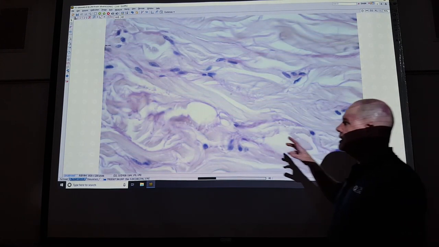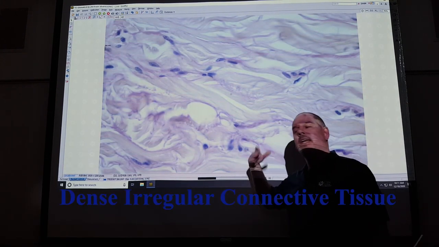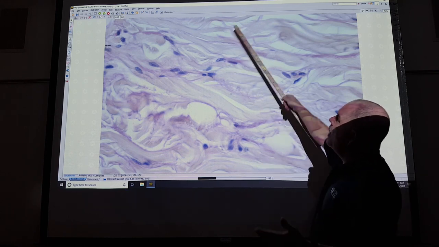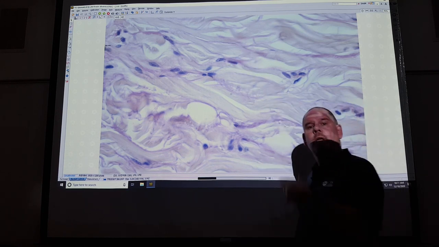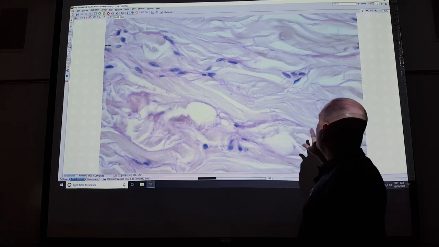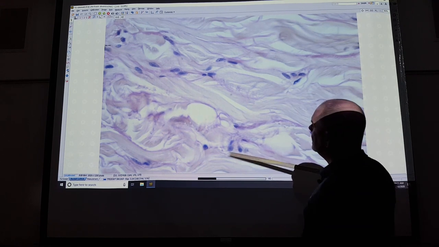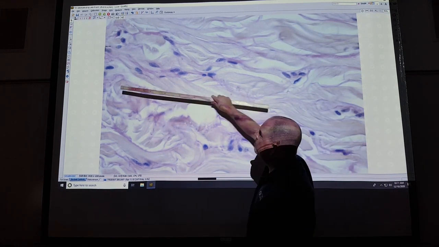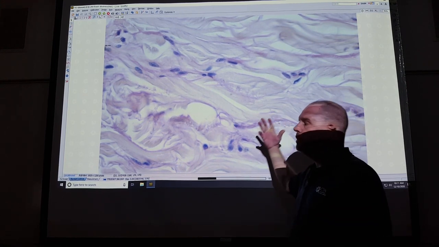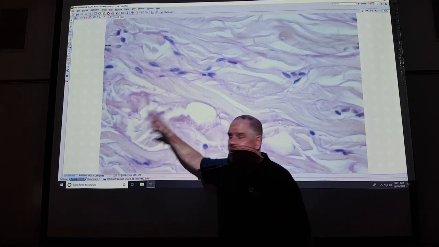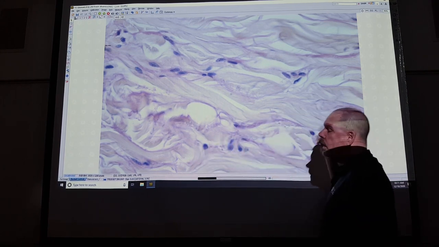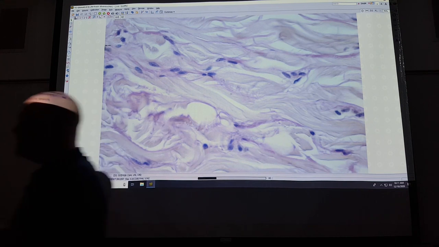The connective tissue that you see here is dense, irregular connective tissue. These would all be collagen fibers, but unlike dense regular connective tissue, notice they don't run in a uniform direction. I can see these fibers going in many different directions. So it's not regular, it's irregular. Dense, irregular connective tissue. This happens to be a skin slide.